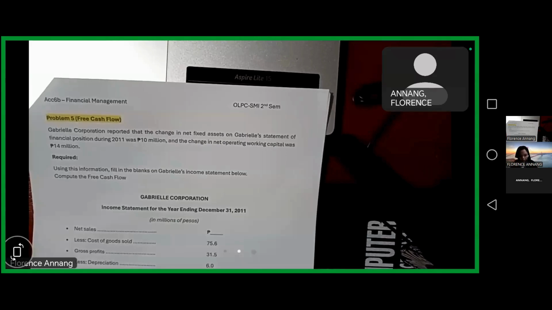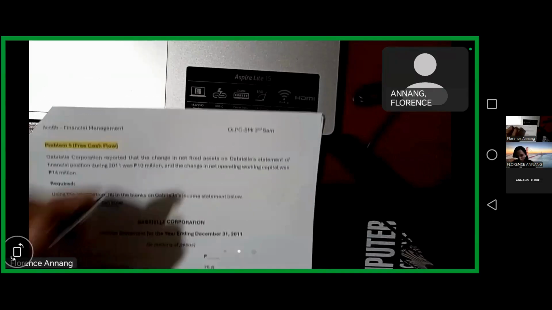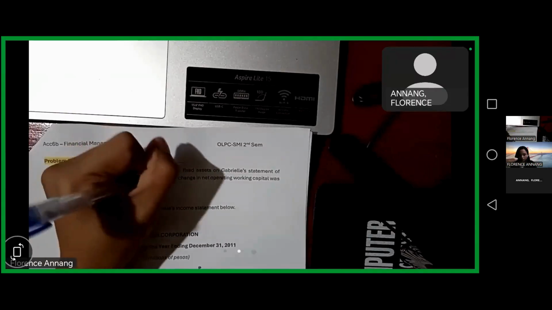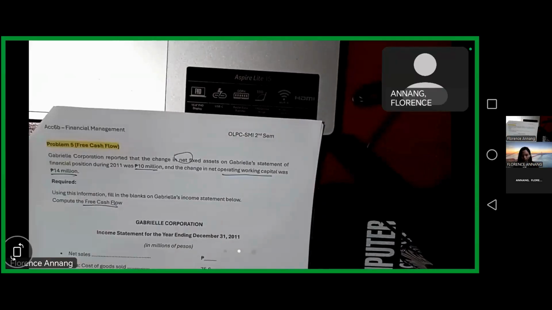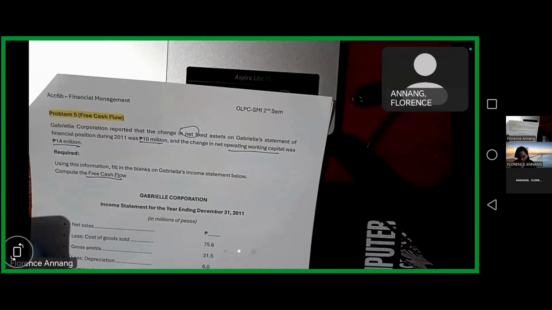Ano yung ating hahanapin? The free cash flow and to fill up the income statement. Gabriel Corporation reported that the change in net fixed asset on Gabriel's statement of financial position during 2012 was 10 million. And the change in net operating working capital was 14 million. So first, mag-fill up muna tayo ng ating income statement.